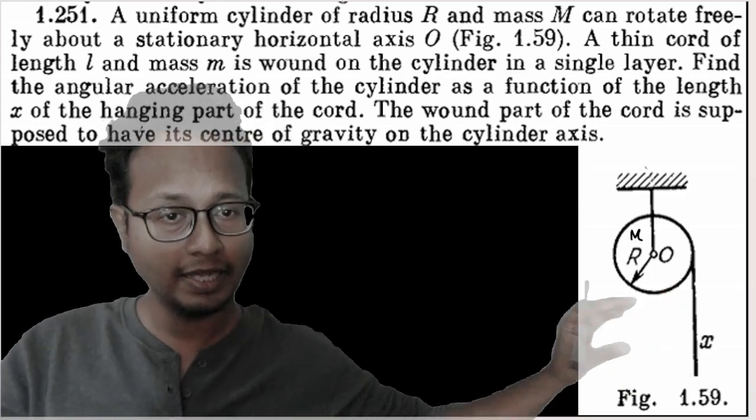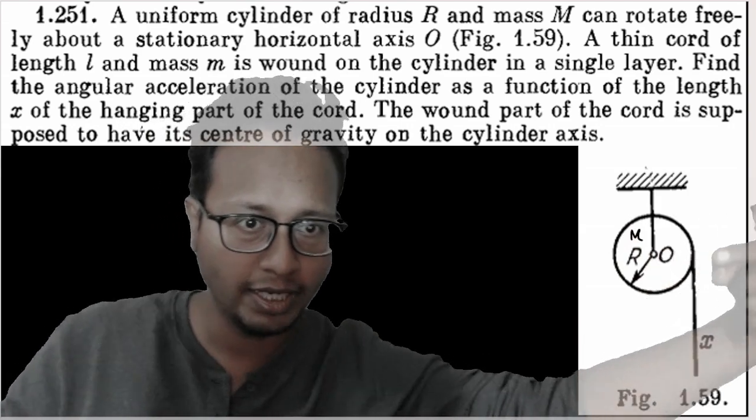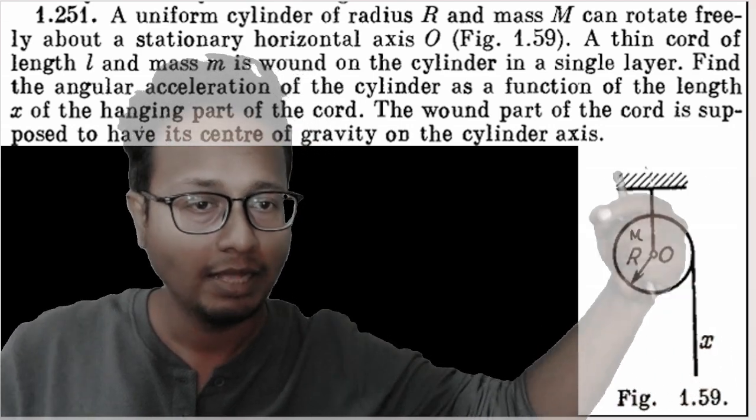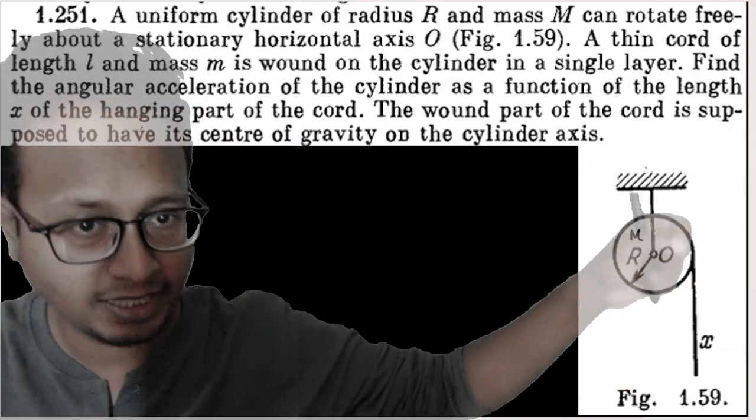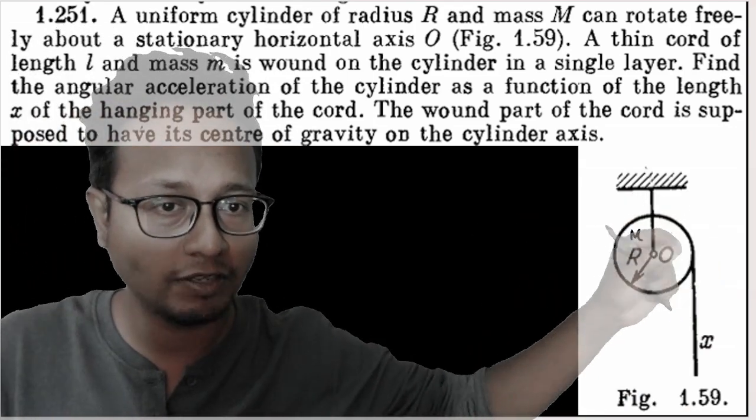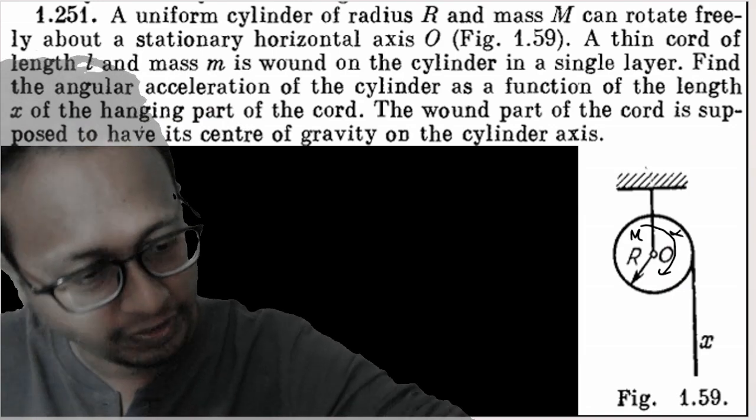Someone is holding this chain, or putting a finger here and stopping this pulley. The question is asking, as soon as someone leaves the finger and the chain starts rolling, what is the angular acceleration of this pulley? So as soon as the chain starts coming down, what is the angular acceleration of this pulley?